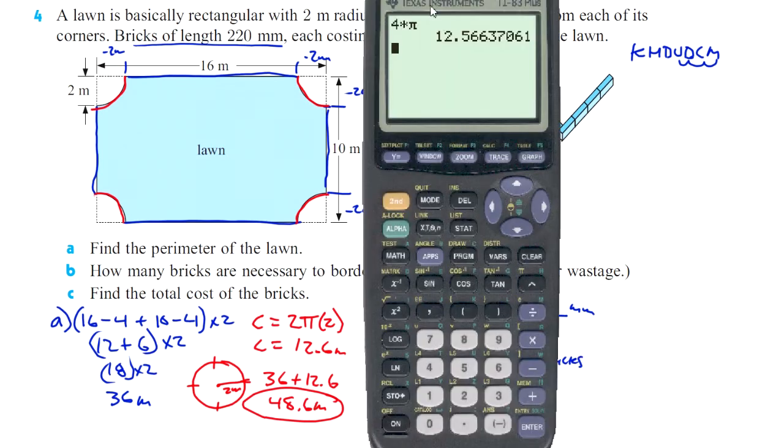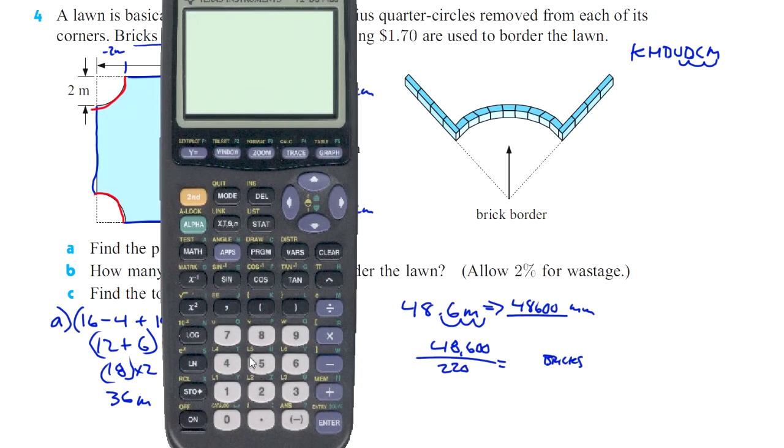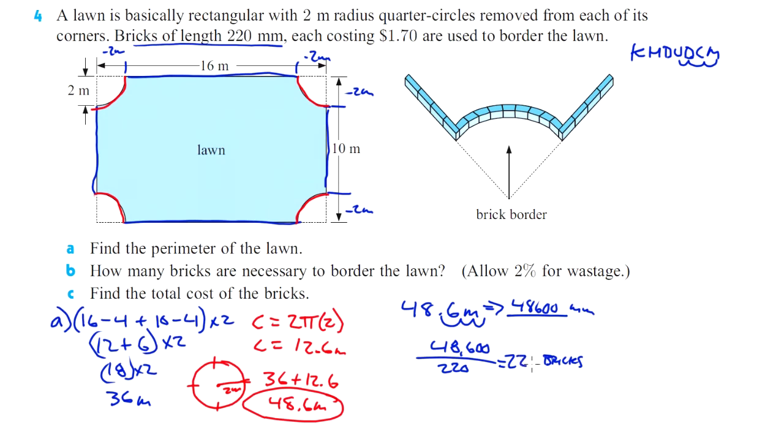So let's figure that out. 48,600 divided by 220 gives us 220.9. So let's call that 221. But again, remember we need to allow 2% for wastage. So we have to take that 221 times 102%. We need 102% of that. 102% as a decimal is 1.02.